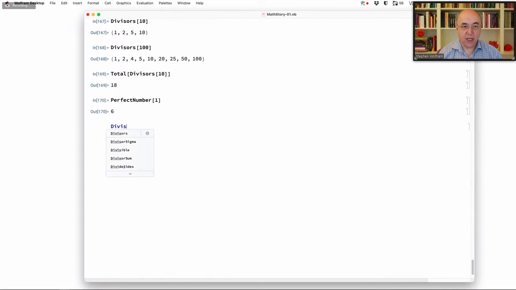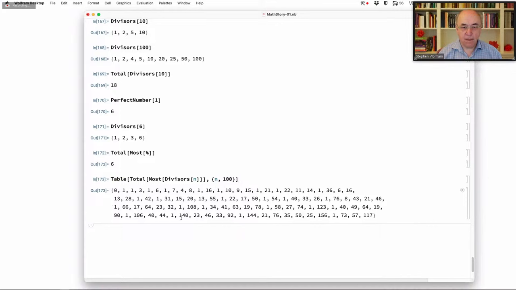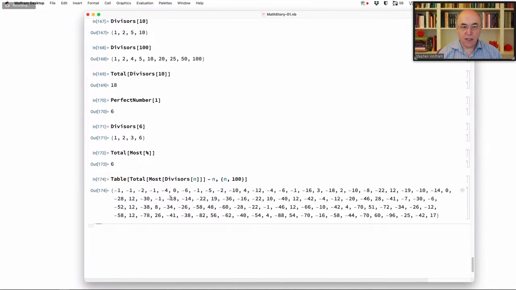So if we go here and we say, let's work out the divisors of 6, the divisors of 6 are 1, 2, and 3, and trivially 6. And the sum, if we take the total of most of that list, we get 6. Okay, so for what numbers is the sum of their divisors equal to the number itself? We could just go through and find the total of most of the divisors of n, and let's work that out in a table for n going up to, let's say, 100. Actually, what I should do is subtract the number itself here. Okay, so here, most of the time, we don't have, actually, this is a funky curve.